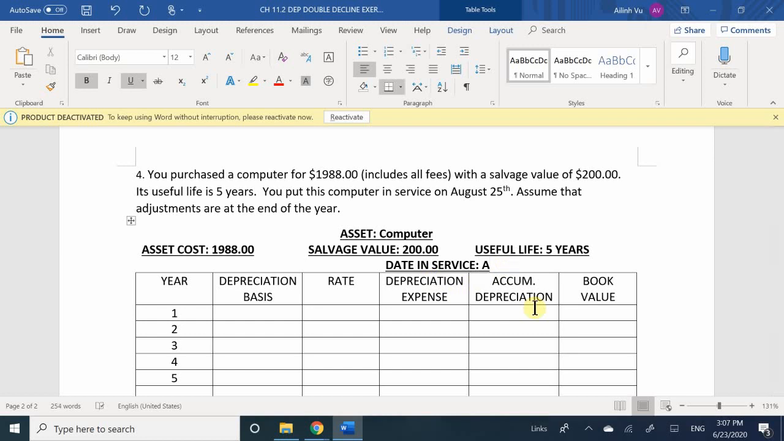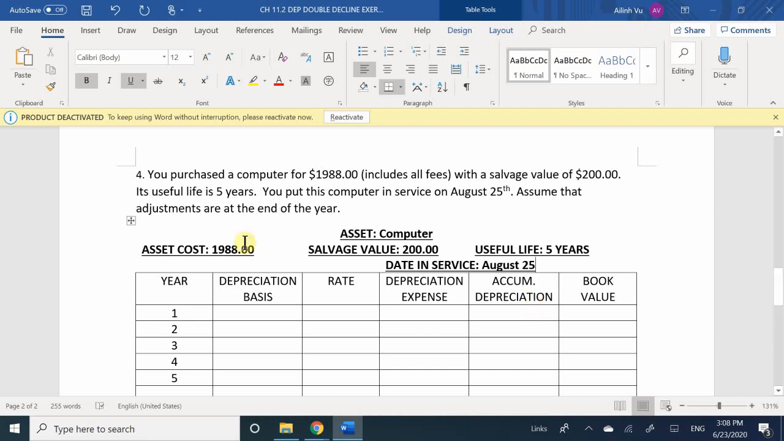And when did we put this asset into service? August 25th. So what does that mean? Okay, so how many months do I need to depreciate? 4 months. Yes, because we're not including August. We're starting in September, October, November, and December. So that means we only need to depreciate 4 months out of 12.